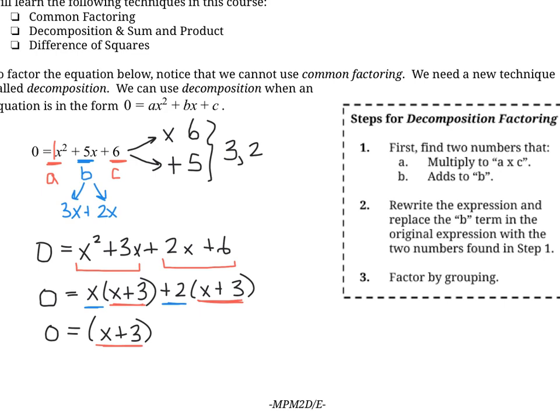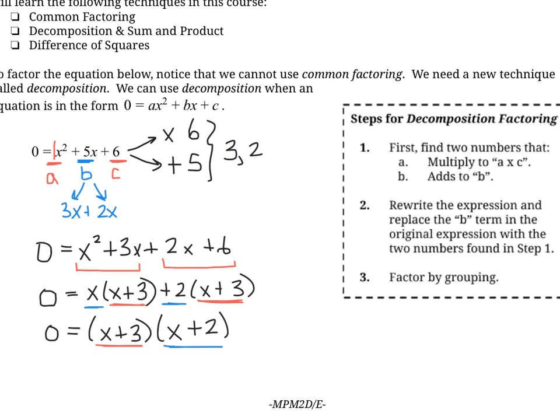So let's write what's left over. In the first term, what's left over is an x. That's where that guy came from. And in the second term, what's left over is a plus 2. So these are our blue guys. And guess what? We have factored this.